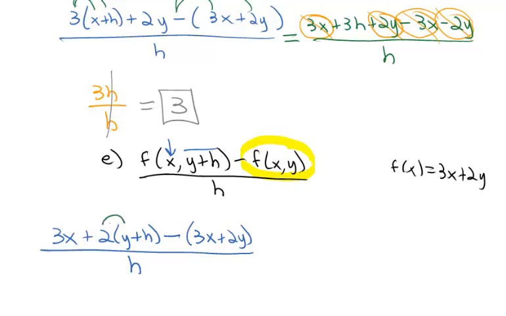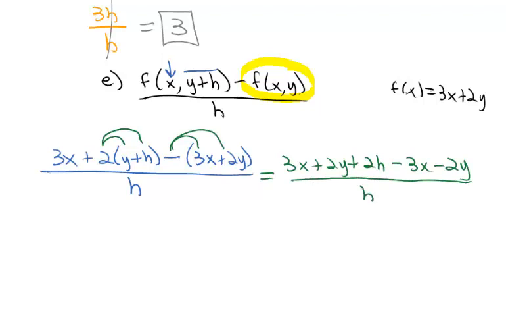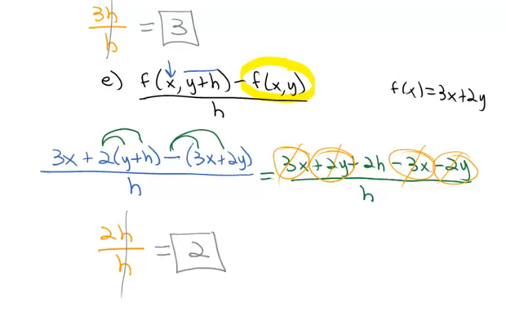So we'll distribute through parentheses, also the negative, that's the important part we're never going to forget. So we have 3x plus 2y plus 2h minus 3x minus 2y all over h. Combining like terms then, in the numerator, 3x minus 3x is 0. 2y minus 2y is 0. And all we're left with is 2h over h. And that's nice because the h's divide out, leaving us with just 2.